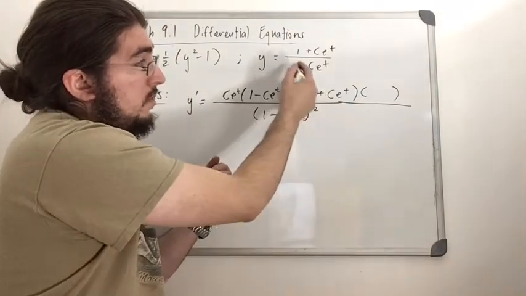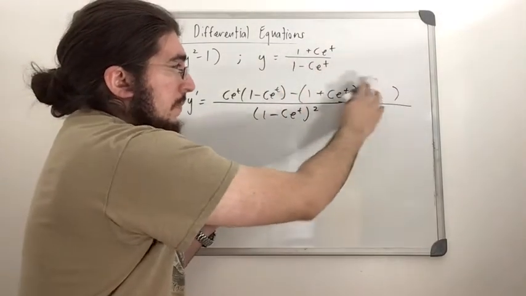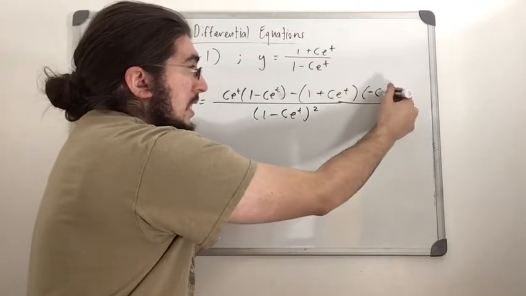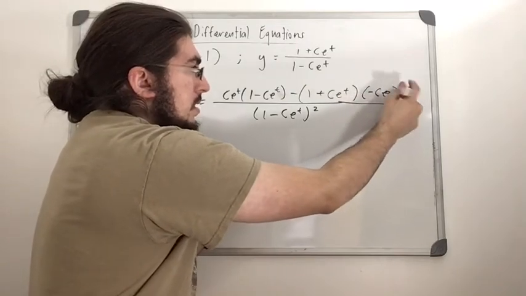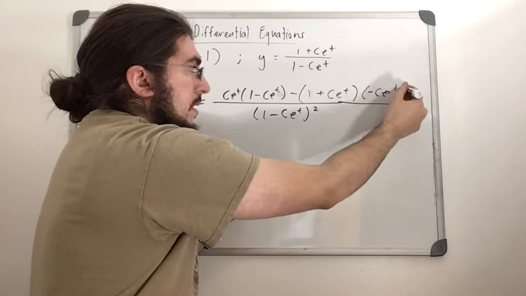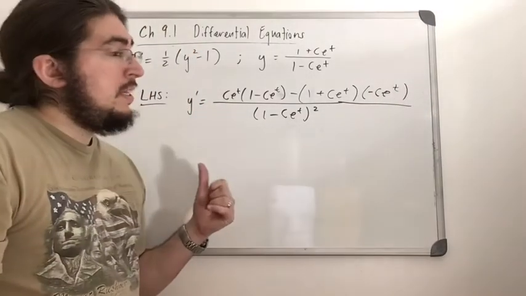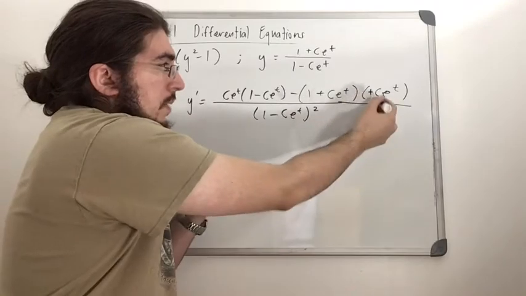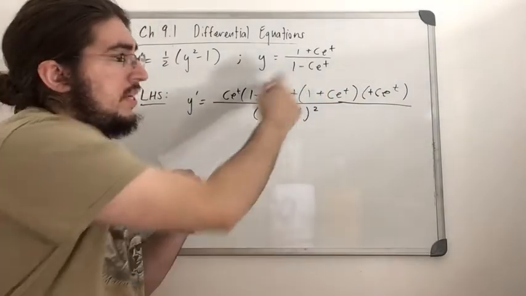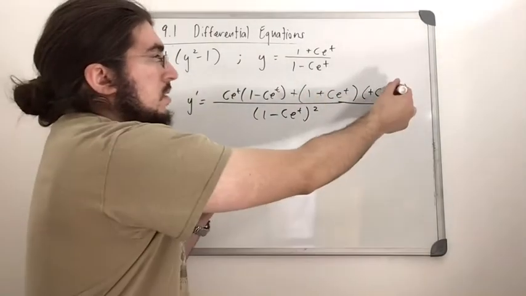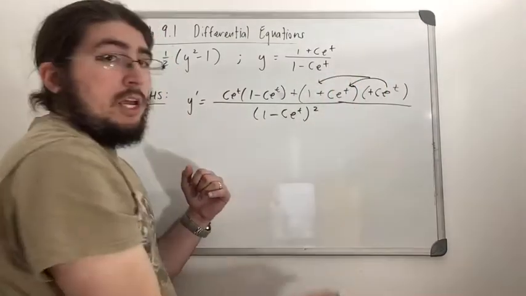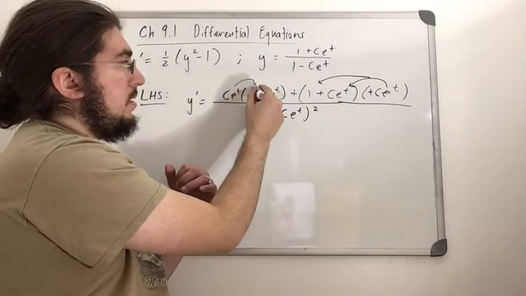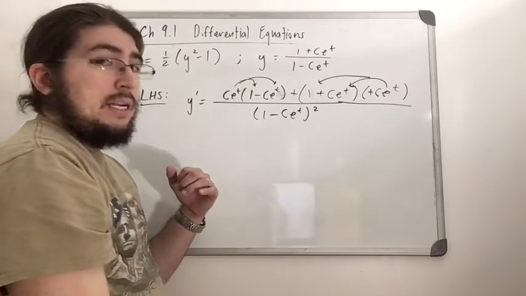Derivative of the bottom is negative c e to the t, and that's the same. So that's going to be negative c e to the t, sorry, I misspoke. There we go. Okay, now double negatives here. This times that, there's a double negative, so we don't have to worry about distributing the negative. We'll just distribute this. Here we're going to, of course, distribute this. And let's see what we get on top.